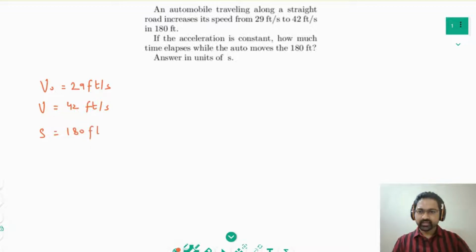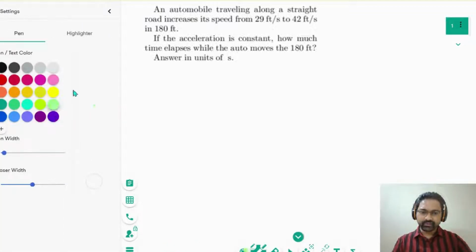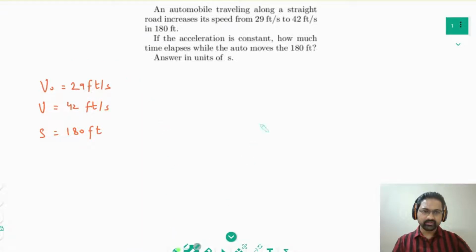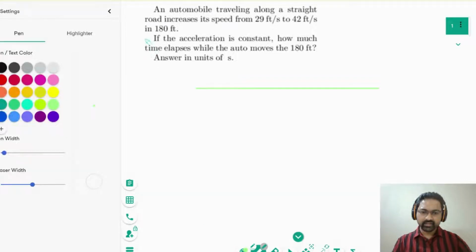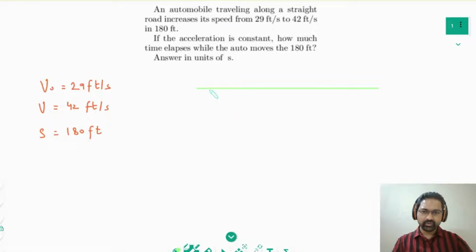All right, let me just try to draw the straight line as well and represent how the situation is. So let's say this is where they are starting, and this is the starting point where we have the V naught, and this is the end point where we have V, and this distance is 180 feet. All right, so we are given that if the acceleration is constant, how much time elapses between this period.